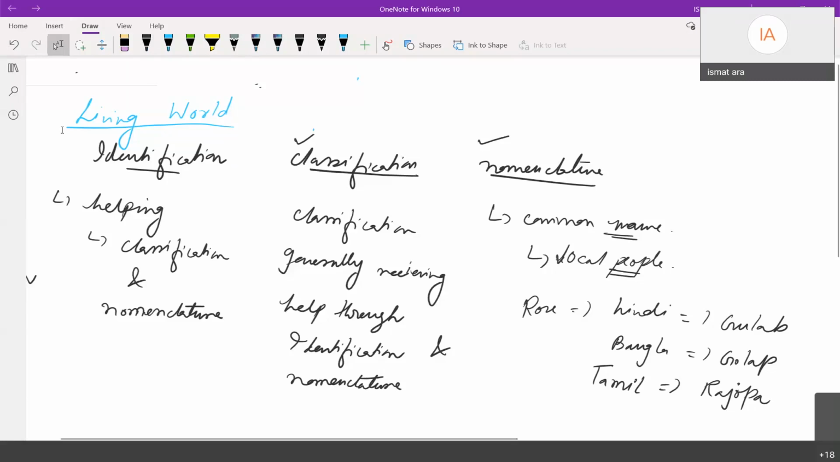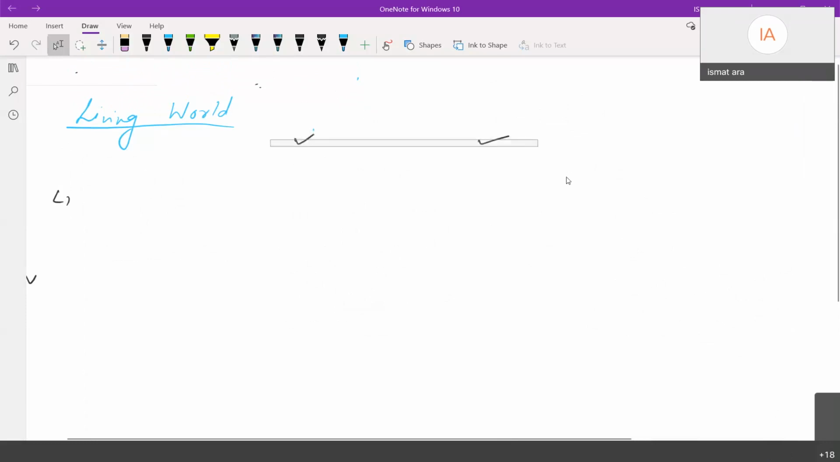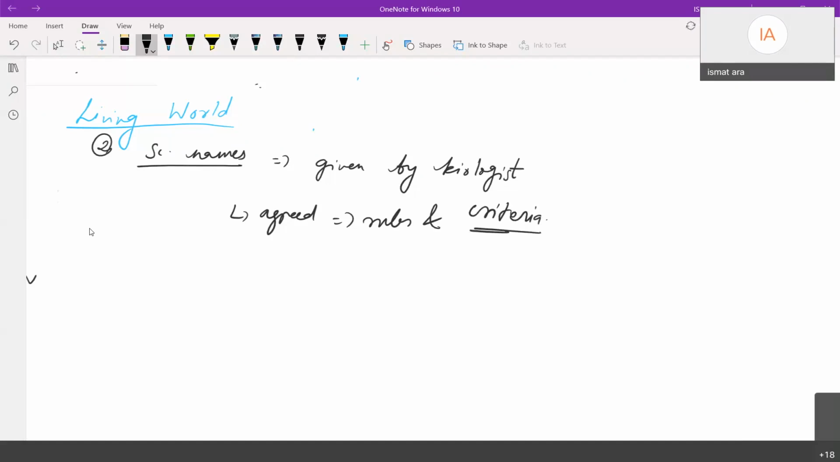What about the scientific name? They are given by the biologists. And they are universal. Wherever you go in any part of the world, you will get that name. In Russia, the scientific name of potato is Solanum tuberosum, not any other name. Scientific names are given by biologists because they agree to the rules and criteria. Now, what is this criteria? I'm coming to this. And they are universal and applicable.